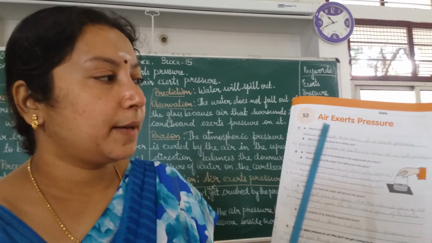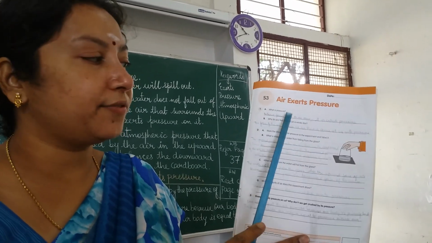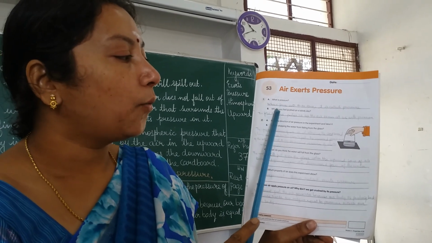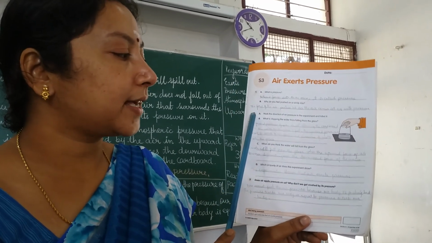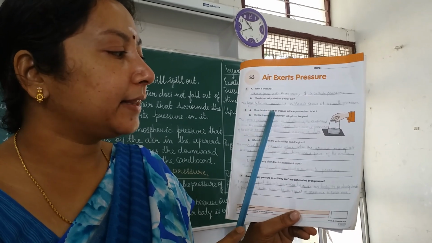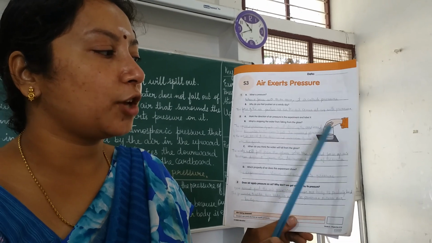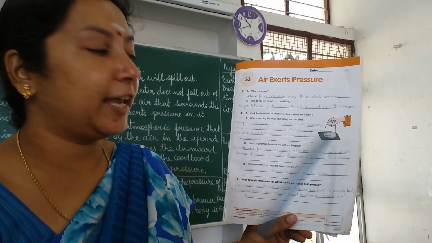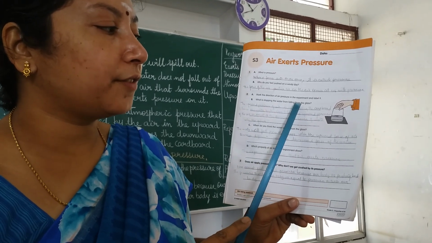Okay. Now open your workbook, page number 37. In page number 37 you have question 1 A. What is pressure? Define what is pressure. B. Why do we feel pushed on a windy day? You have to write. Second question A. Mark the direction of air pressure in the experiment and label it. In this picture you have to label the direction of air pressure. B. What is supporting the water from falling from the glass?